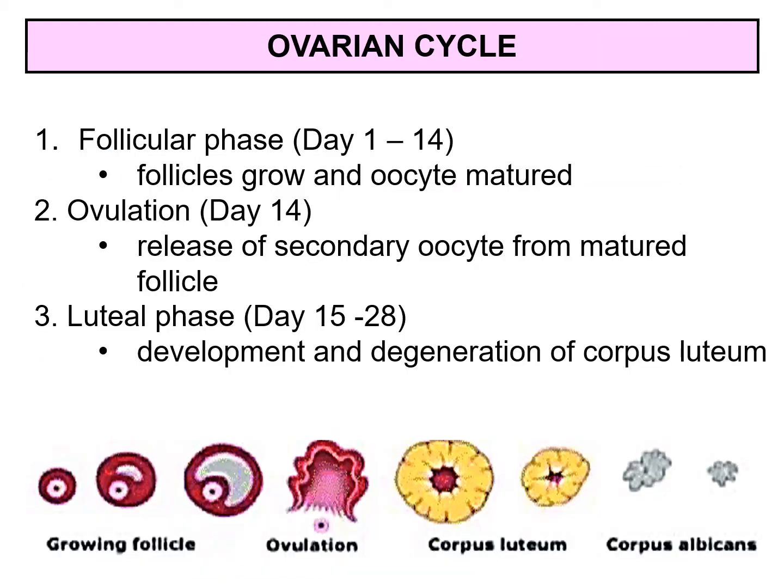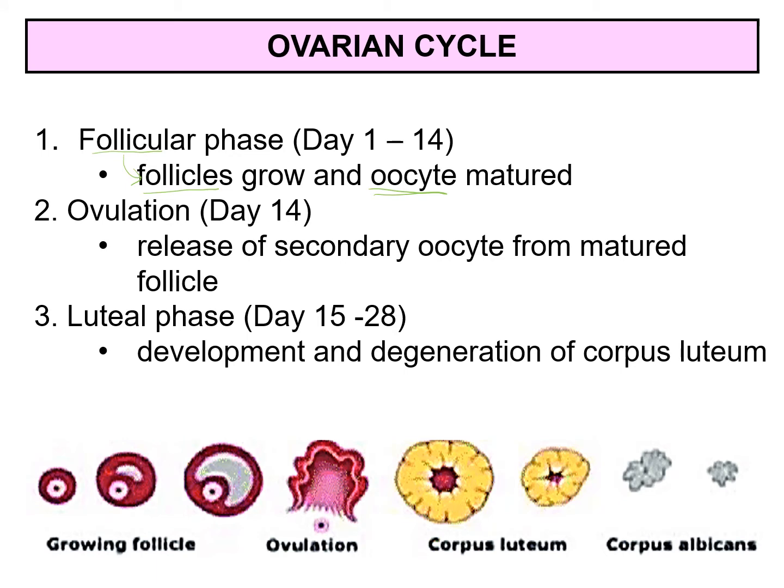Let's look at the explanation. First is the ovarian cycle. The ovarian cycle involves the follicular phase. Follicular phase comes from the word follicle itself. So what happens in the follicular phase is the growth of the follicles and the oocyte becomes mature.